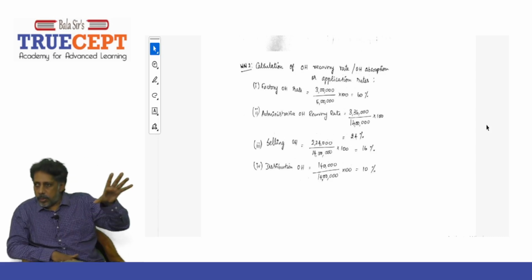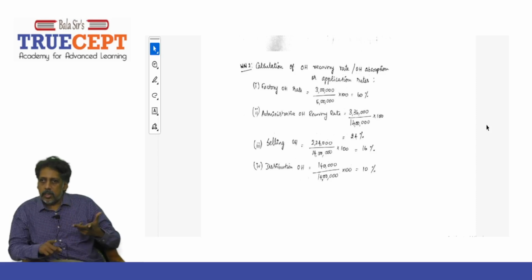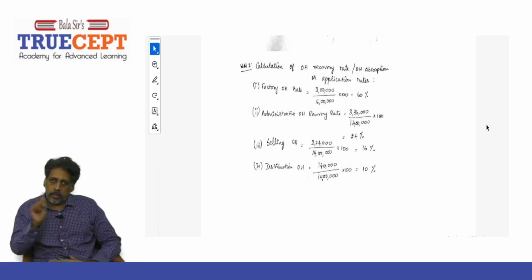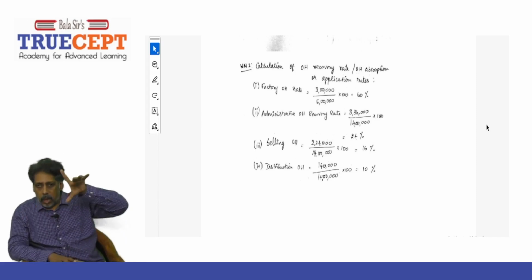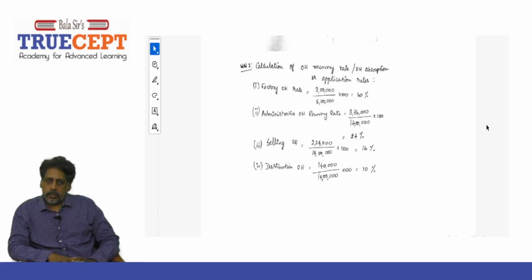Factory overheads based on direct wages. Then next, all other overheads based on factory cost or works cost. Now what is the next one? Admin overhead recovery rate. I will take 3,36,000 rupees, what we have in 94, divided by 14 lakh rupees into 100. How much? 24%.